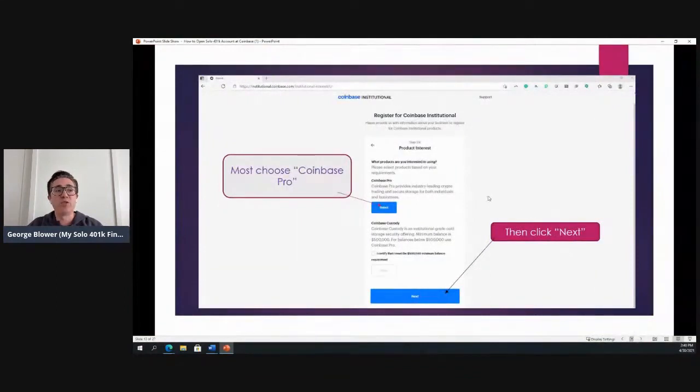The process is then going to ask you what type of product you're interested in. So you would choose Coinbase Pro. That's what most of our clients typically choose. You would then click next.